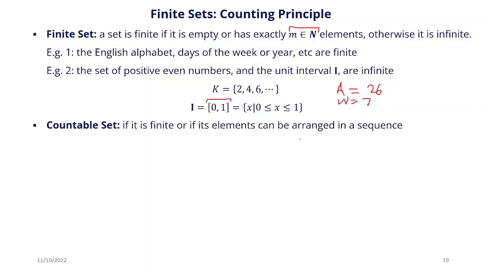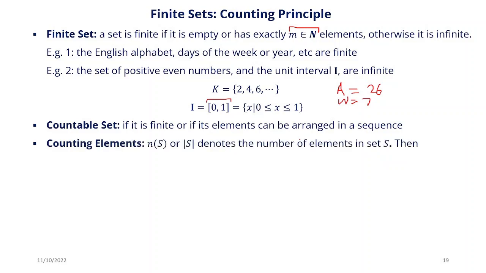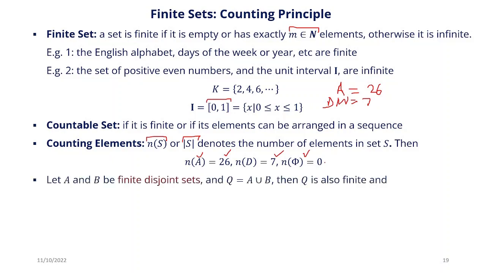A set is countable if it is finite, or if its elements can be arranged in a sequence. So in set theory, when we want to indicate how many elements are in a set, we use either n(S) or the absolute value of S. This is the number of elements in set S. Then we can say the number of alphabets, n(A), is 26. And sorry, this will now be D, days of the week. n(D) equals 7. And the number of items in the null set is 0.